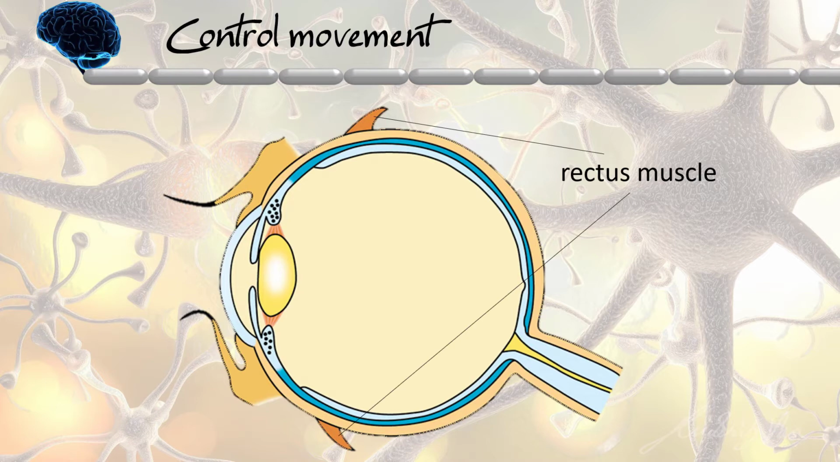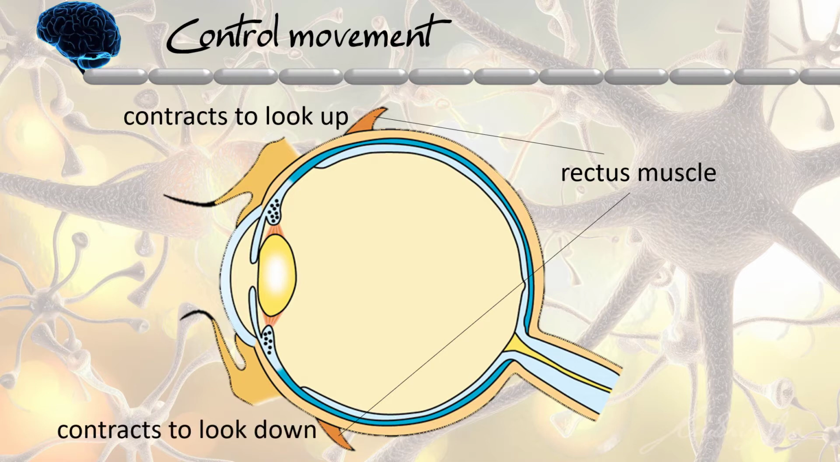There are two rectus muscles that you can see. When we want to look up, the rectus muscle on top will contract for us to look up. When we want to look down, the rectus muscle below will contract, pulling the eyeball down. This function is important, you have to know.